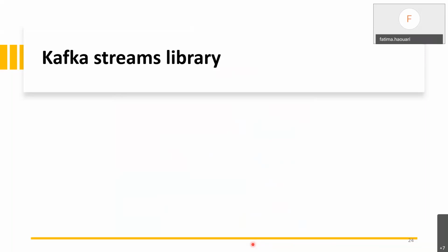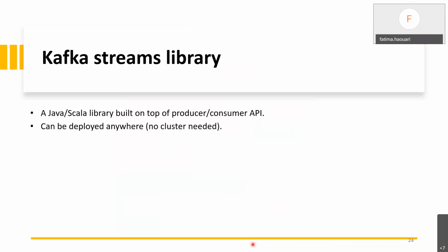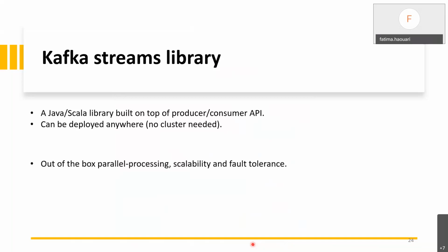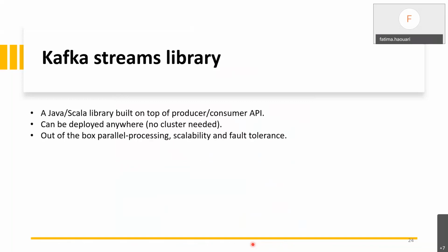In addition to the consumer and producer API, we have the Kafka Streams library, which is built on top of the consumer producer API. I will explain its architecture before going to the programming interface. It is a Java Scala library built on top of the producer consumer API, and it can be deployed anywhere. No cluster is needed for this. It can provide out of the box parallel processing, scalability, and fault tolerance.